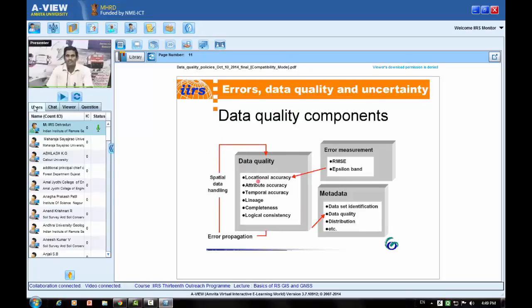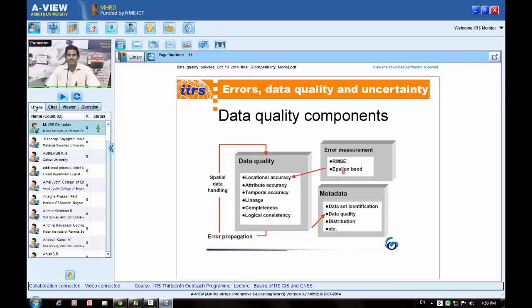If you talk about the data quality components, same as the earlier slide, you have locational accuracy, attribute accuracy, and temporal accuracy. Lineage means the history of the data, telling about when it was generated and whether it is for the present day or 25 years back. And then completeness, what I mentioned, and logical consistency, whether your topology is properly maintained or not. All these things you have to check, and if something is not right, you have to go back, correct the errors and then come back.